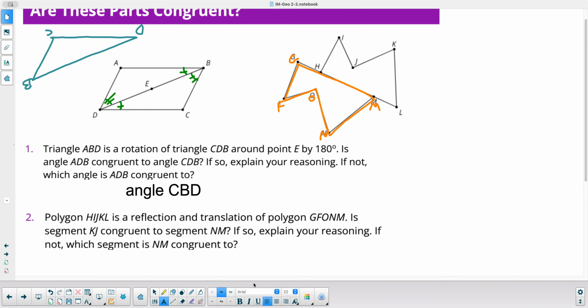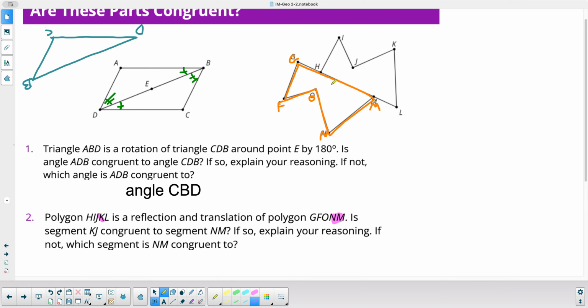So KJ and NM. If you look where they're at in the statement here, they're the third and fourth letters, and NM are the fourth and fifth letters. So I don't even need to look at it to know that they're not going to match up. They're not going to be congruent. Here's NM. KJ is right here.